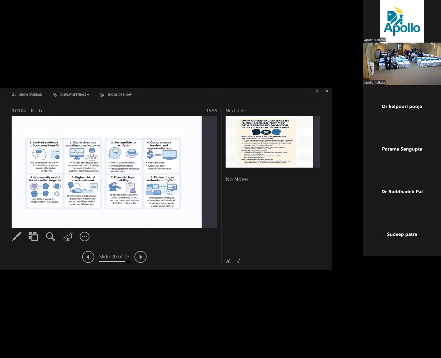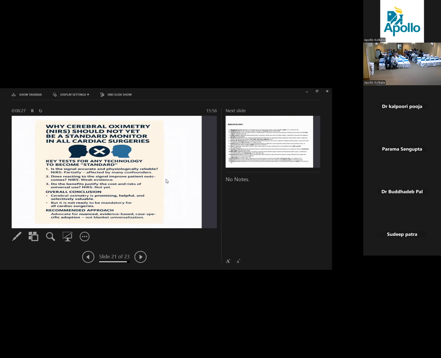Hence, summarizing all the limitations, we found that NIRS has limited evidence of outcome. A good signal does not always improve outcome. It is susceptible to artifacts, has cost and resource burden, and is not equally useful for all cardiac surgeries. There is a chance of overtreatment and potential legal liability, and it is often found to be a distracting monitor.